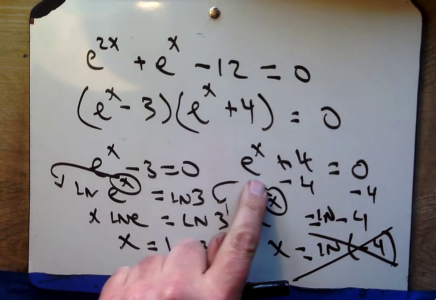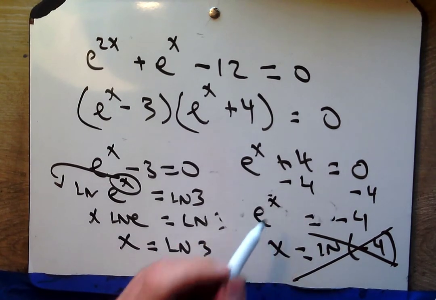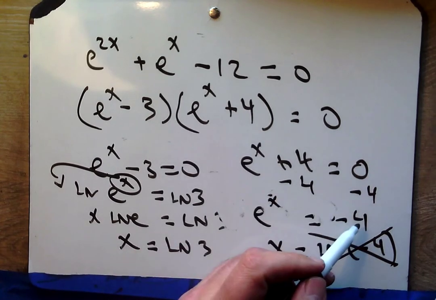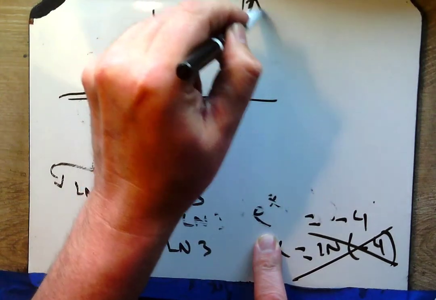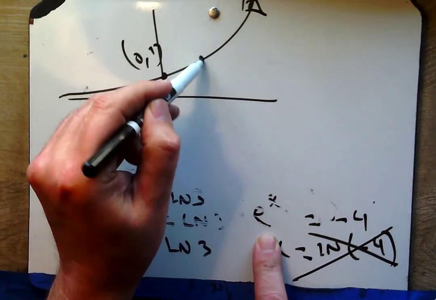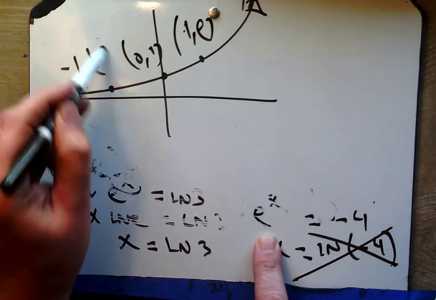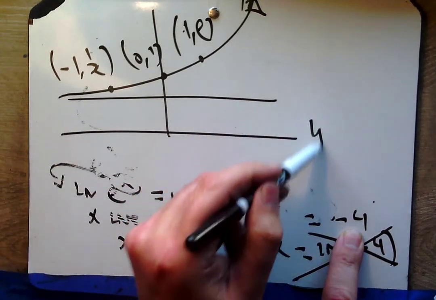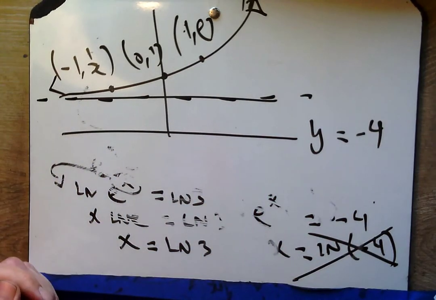In fact, I would have liked it if you got to this point where you were looking at e to the x equals negative 4 and said that can't happen. How do I know that? Well, let's think about this. The e to the x graph looks like this: (0, 1), (1, e), and (negative 1, 1/e). There's my e to the x. This is the horizontal line, y equals negative 4. Do they intersect? No, because there's a horizontal asymptote there.